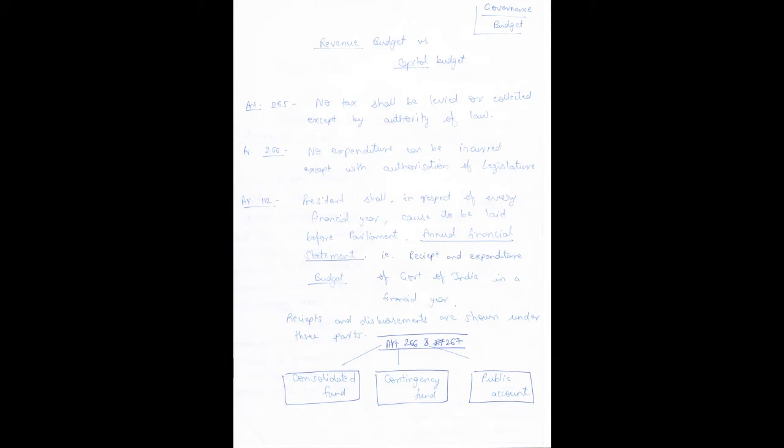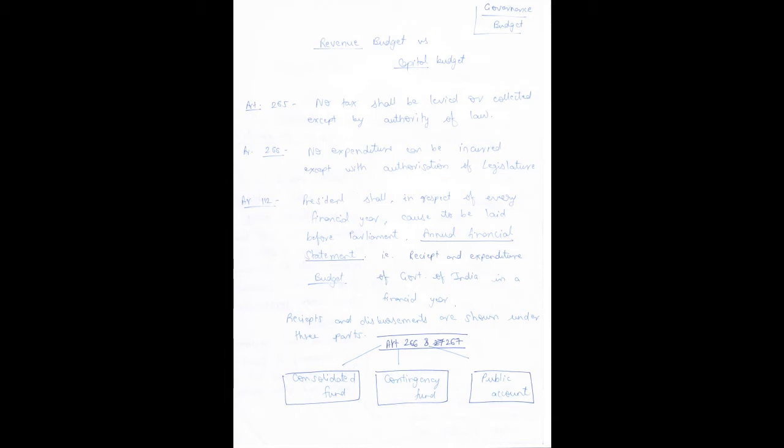So this is an annual case. The document is called the Annual Financial Statement, which we lovingly call the budget for the Government of India in a financial year. Currently, the financial year for the Government of India runs from 1st April of this year to 31st March of the next year. So receipts and disbursements are shown under three parts in the budget.